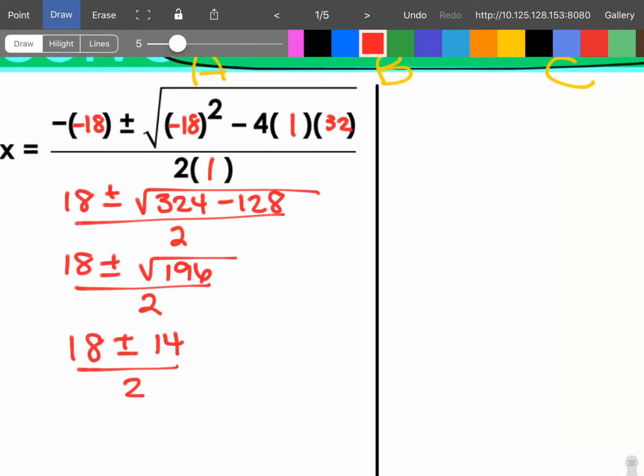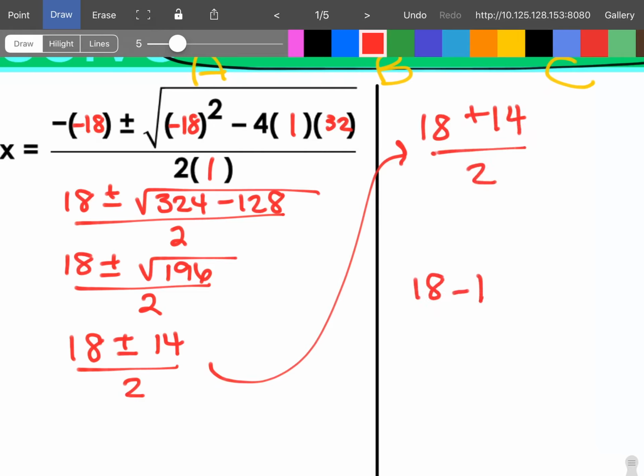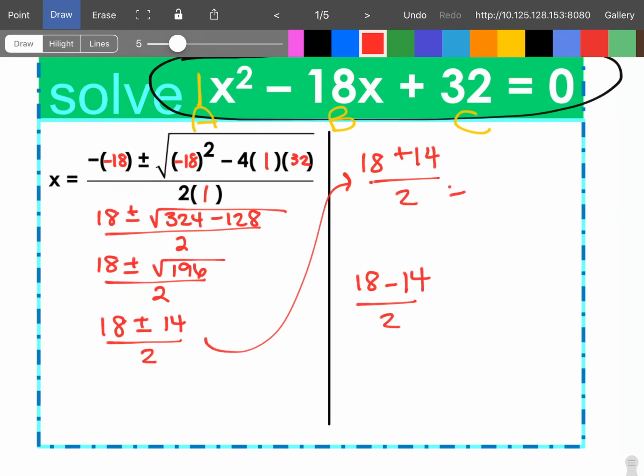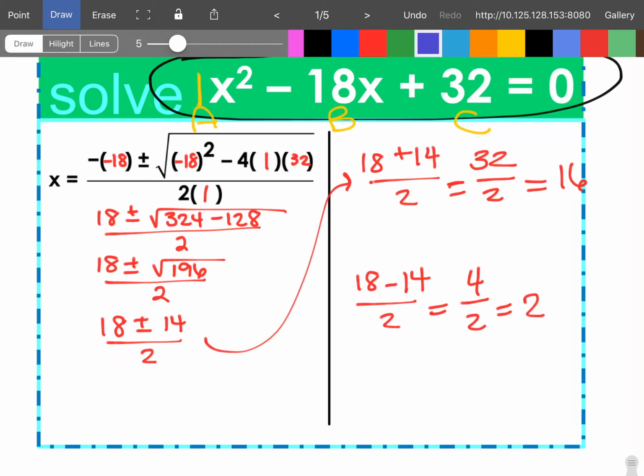At this point, I want you to go use the second column to figure out what the two solutions would be here. So we have 18 plus 14 divided by 2, and 18 minus 14 divided by 2. 18 plus 14 would be 32 divided by 2, which would be 16. And 18 minus 14 would be 4 divided by 2, which is 2. So the solutions are x equal to 16 and x equal to 2.